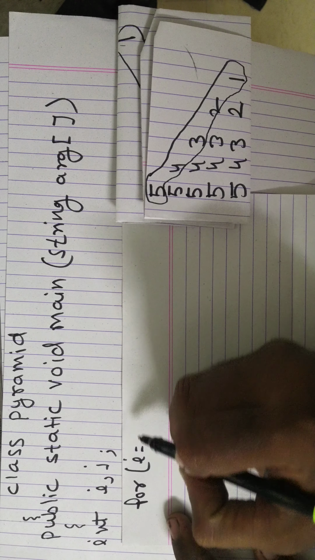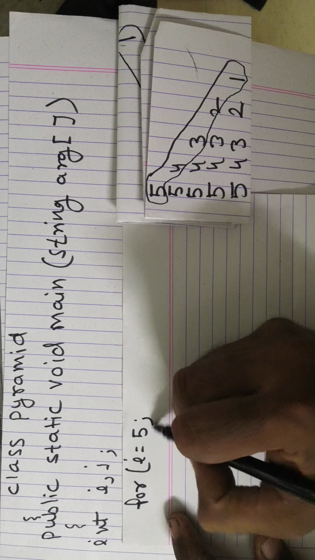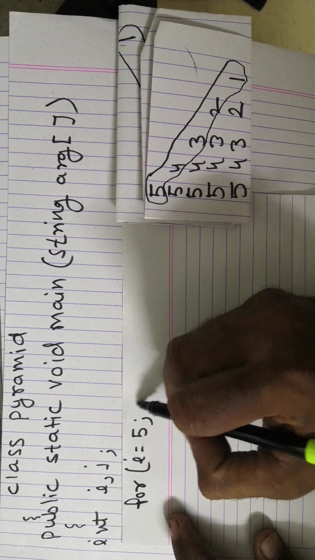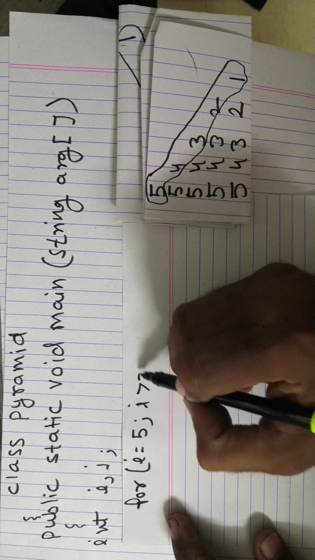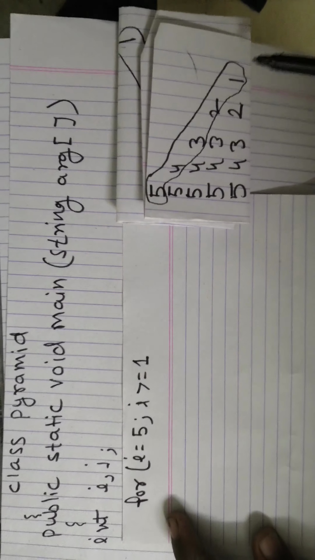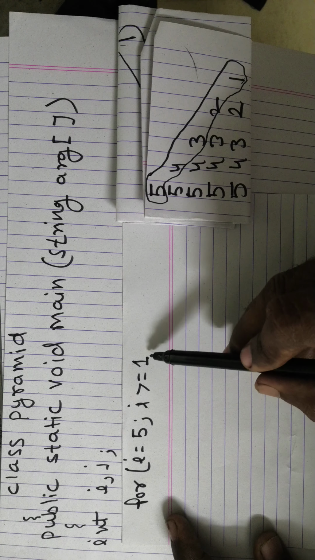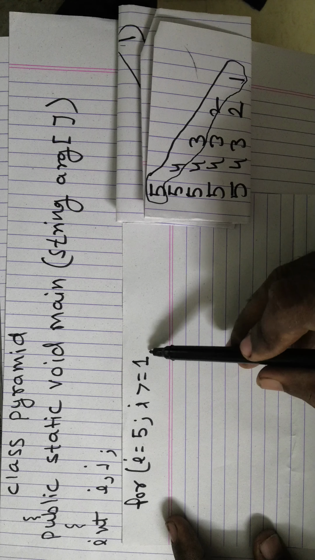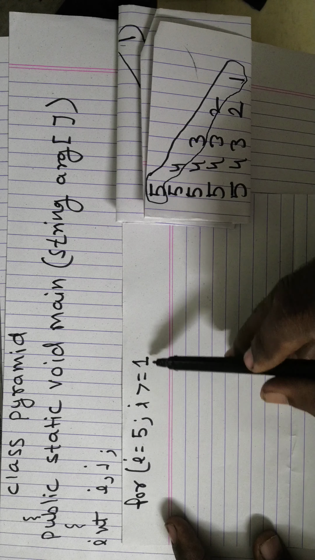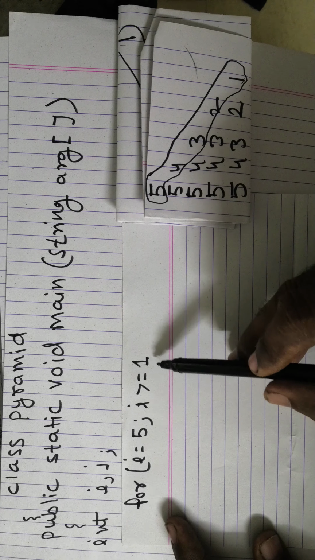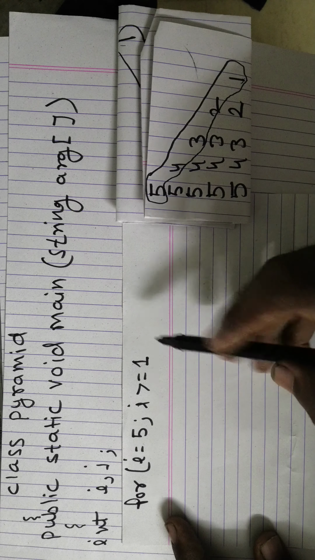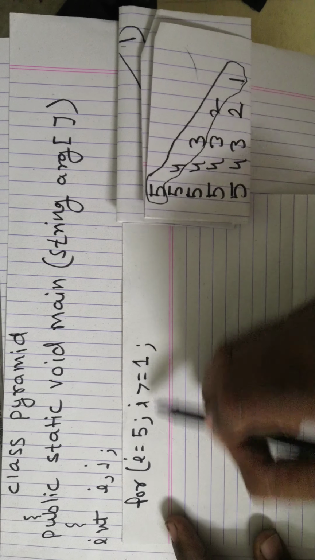So I will write the coding for this row. For I represent the row, I equal to 5 semicolon. Okay, I is greater than equal to 1. Since the last row number is 1, I'm writing the last row number in the middle. You always write the last row number. This is known as the final destination or the last row number. Whatever the last is, you will write in the middle. So I is greater than equal to 1.